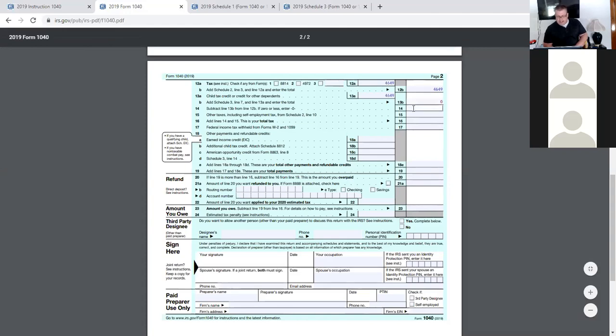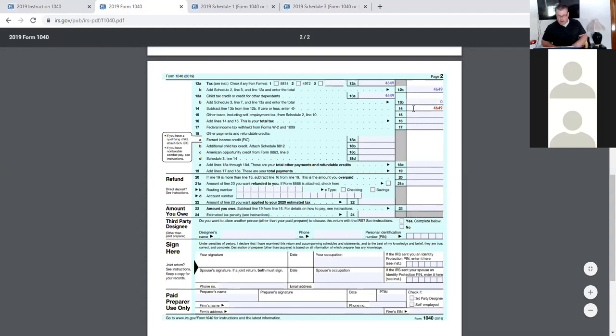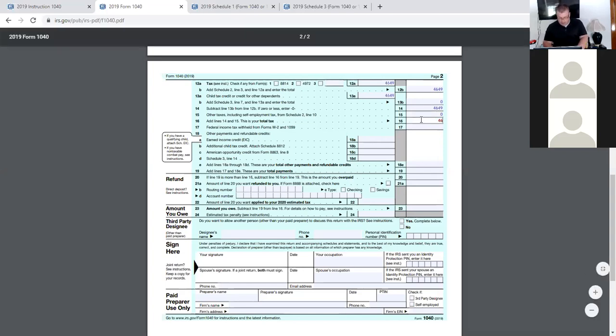And then on line 14, it says subtract line 13B from line 12B. Again, easy math. 4,649 minus 0 is 4,649 on line 14. Then on line 15, other taxes, including self-employment tax from Schedule 2, line 10. Well, we already looked at Schedule 2 and figured, okay, we'd have nothing there. So pretty easy, we don't have anything to enter on line 15. So that's going to be a 0. Line 16, add lines 14 and 15. This is your total tax. So on line 16, 4,649 plus 0, 4,649. That's our tax on our income.